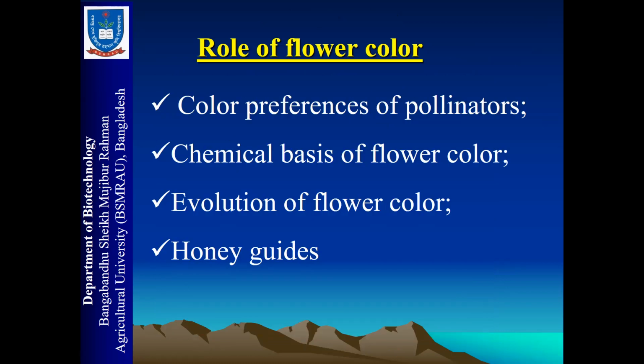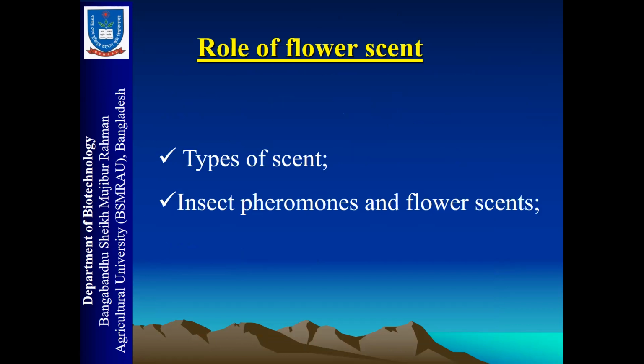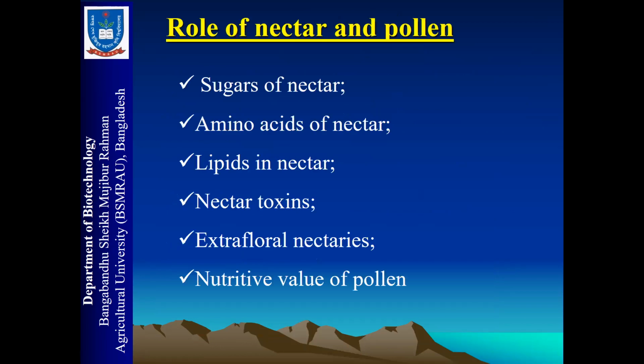Role of flower color. Flower color actually is an ecochemical, and they are basically flavonoidal compounds. So color preferences of pollinators, chemical basis of flower color, evolution of flower color, and honey guides. These are the important roles of the flower colors. And in case of flower scents, there are different types of scents, insect pheromone, and flower colors also linked.